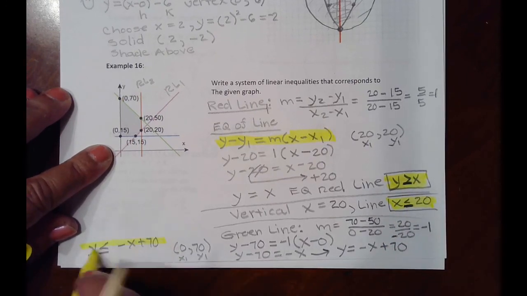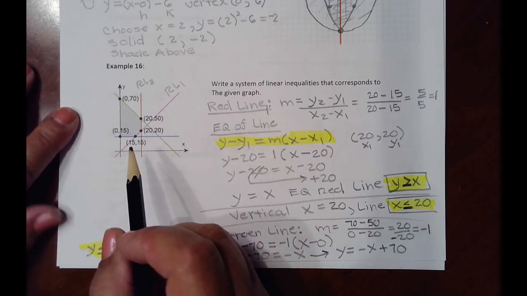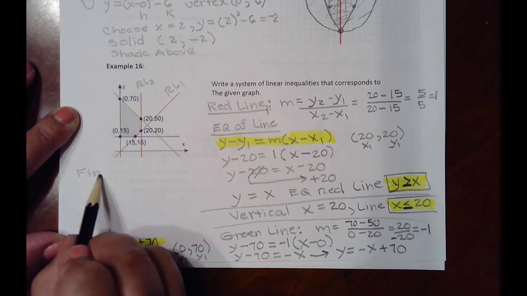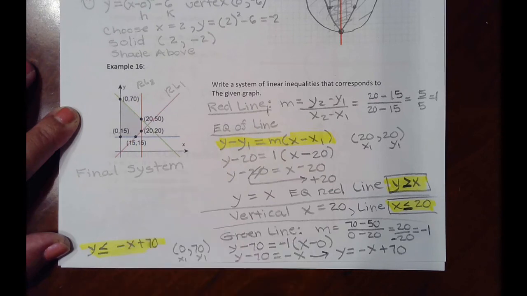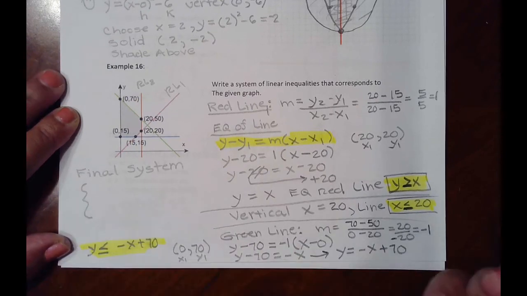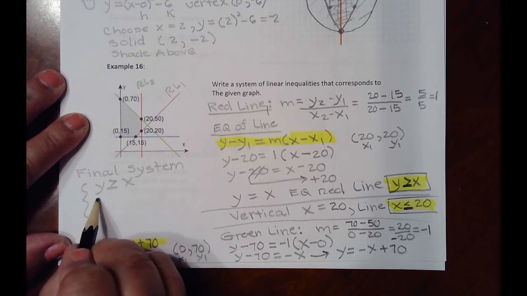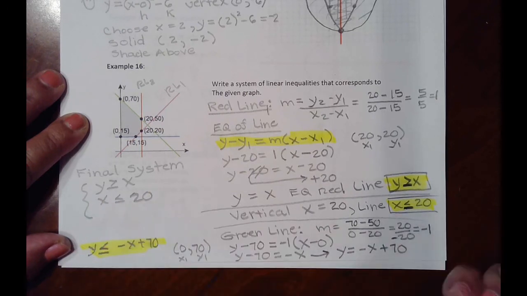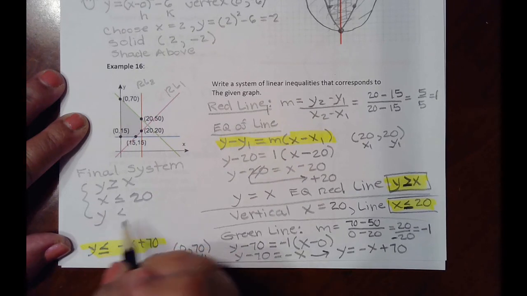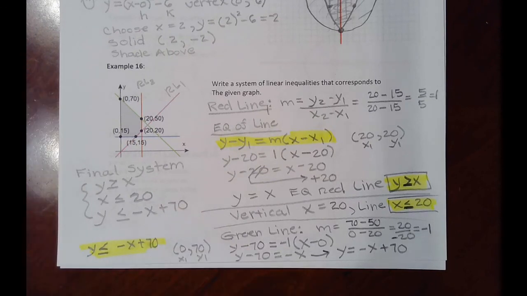This and this. So, final answer. Y is greater than or equal to x. X is less than or equal to 20. And y is less than or equal to negative x plus 70. That concludes section 11.7.